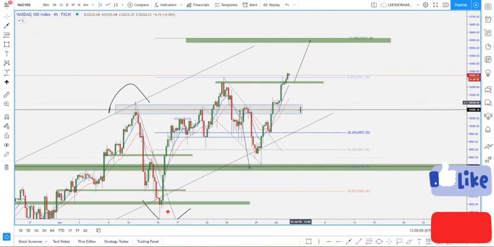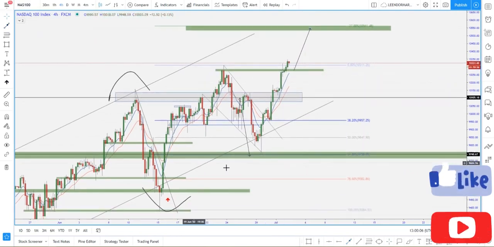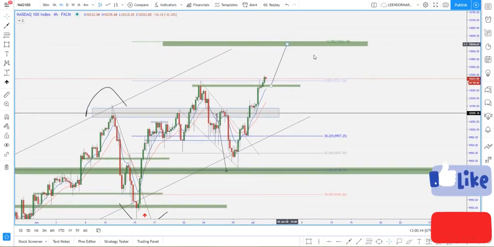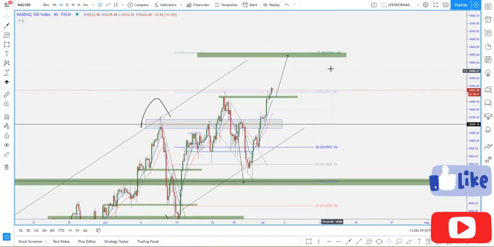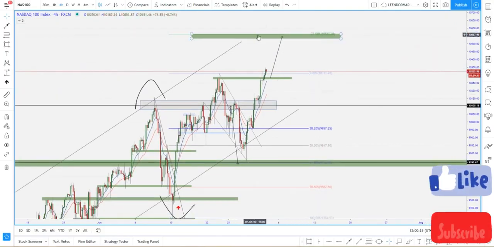That's what I'm looking for, because on my fibs I can see that we came to negative 61.8, around about 50%, and are rising to our extension level. We'll cross the bridge when we get there. We'll see what happens when we get to that negative 27% using our fib method and strategy.